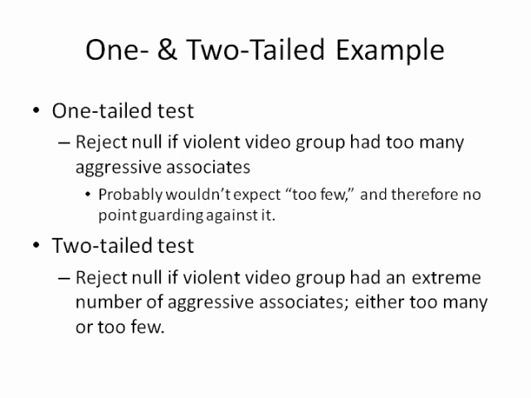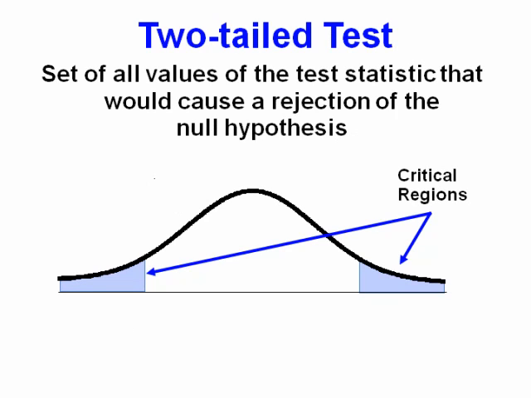A two-tailed test would simply be interpreted as we would reject the null if the violent video group had an extreme number of aggressive associates, either too many or too few. So there we're really talking about both tails, too many or too few at the bottom. My circle didn't really work out for me there. There we go. Okay, so if they fell at either end, then we would reject the null hypothesis. So that's an example of a two-tailed test in research.